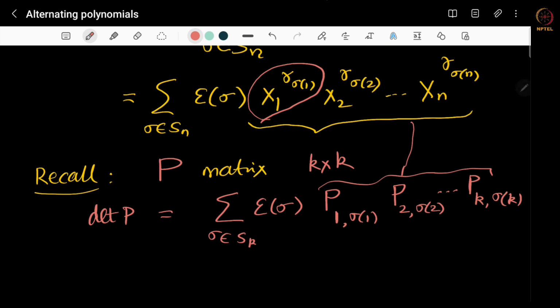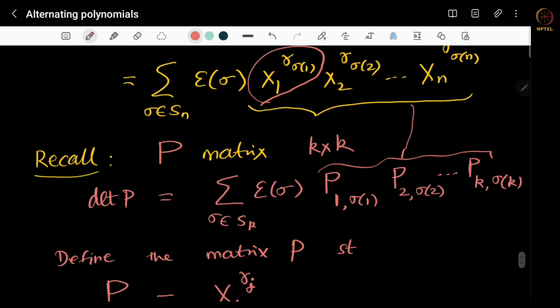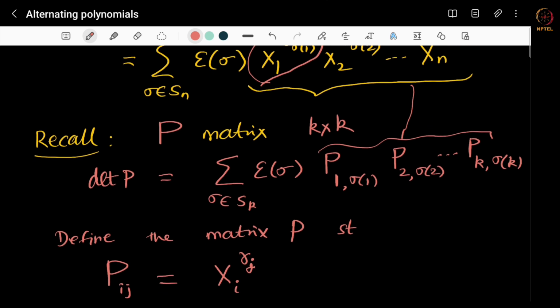Okay. Now let's compare this expression with the one that we have upstairs. It's almost matching. So I'm going to realize my alternate as a determinant of a matrix. The entries of my matrix must look like this. So this is the entry P, in the first row in the sigma 1th column, is just x1 to the gamma sigma 1. Okay. So that should do the trick for me.